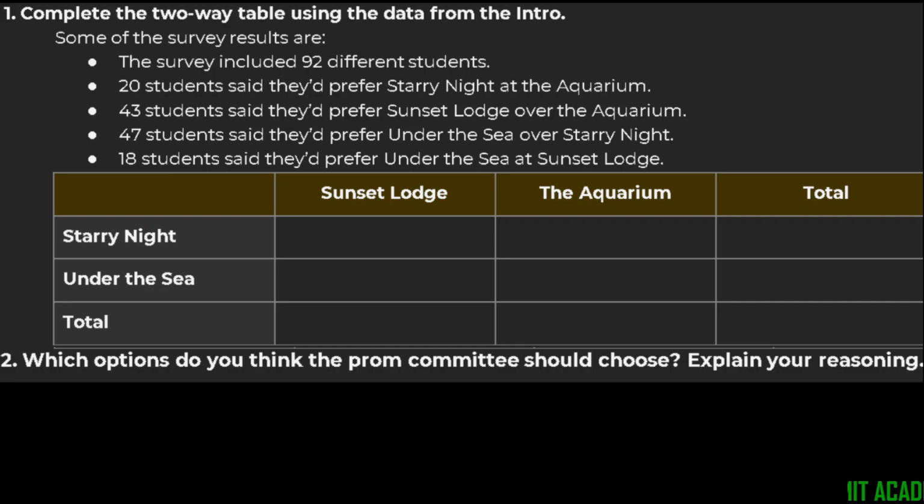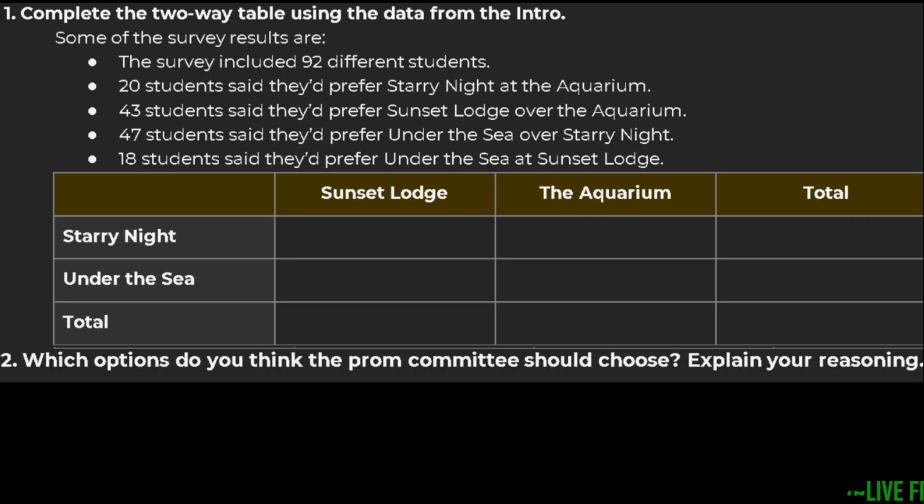But it says some of the survey results are: the survey included 92 different students. 20 students said that they prefer Starry Night at the aquarium. 43 students said they prefer Sunset Lodge over the aquarium. 47 students said they'd prefer Under the Sea over Starry Night. And 18 students said they prefer Under the Sea at Sunset Lodge.